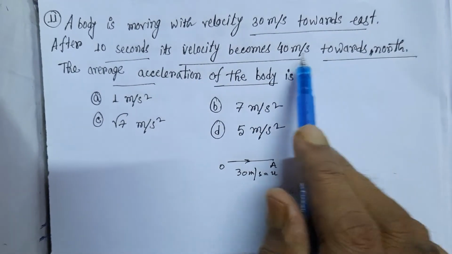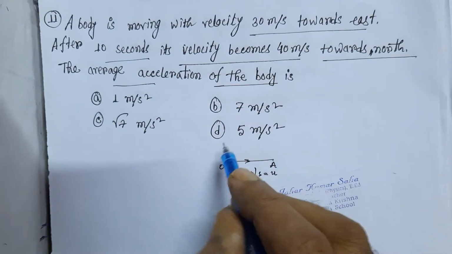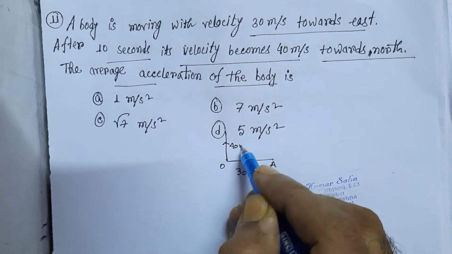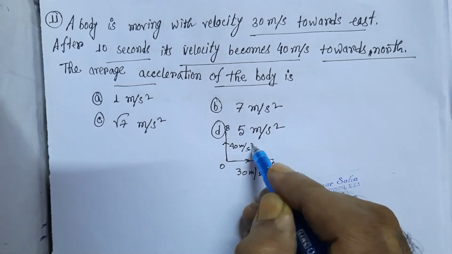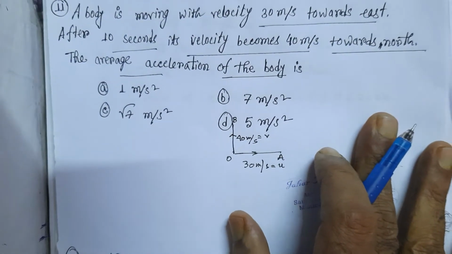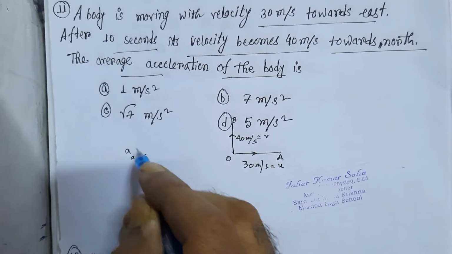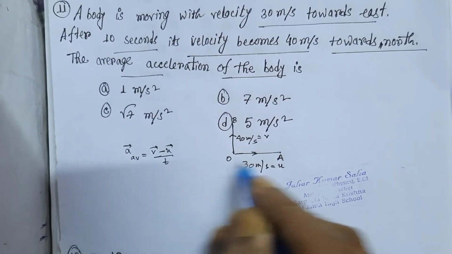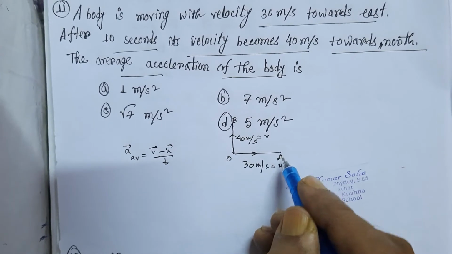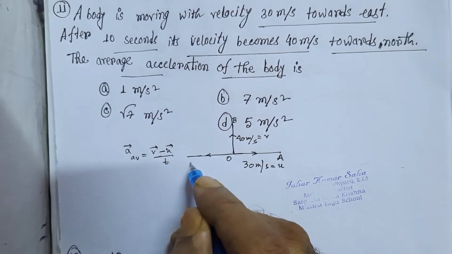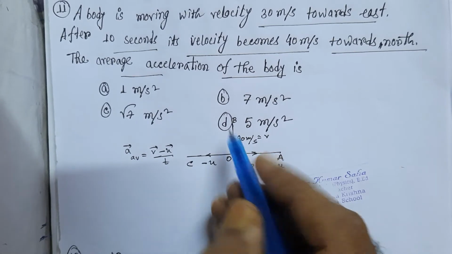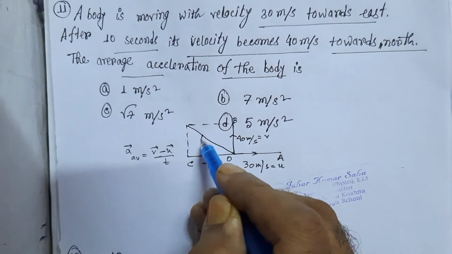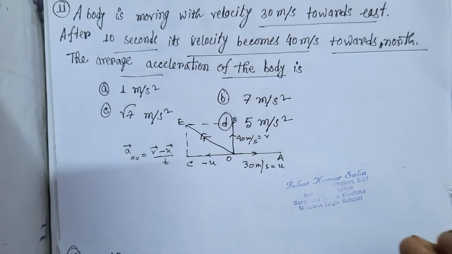And finally, its velocity becomes 40 meters per second due north after 10 seconds. That is represented by OB and it is given by vector V. Average acceleration, A average, equals what? V minus U by T. So OA is representing U. Then its opposite vector OC is representing minus U. So the resultant of V and minus U vector is given by vector OE.